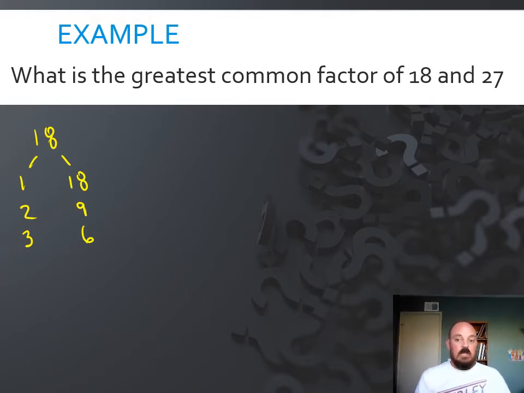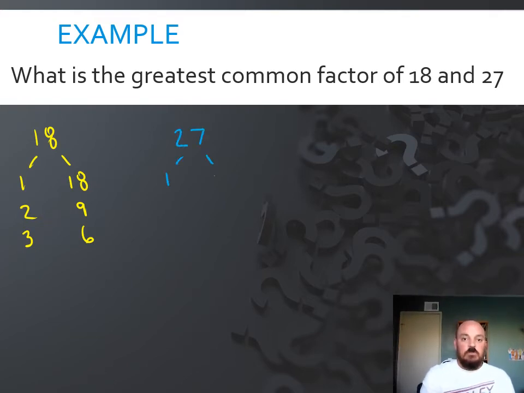And then I think about 4. That doesn't work. 18 divided by 4 is not a whole number. Or 5. And then I get to 6, which is already on my list, so I'm done. So those are the factors of 18. Now let's do the same thing for 27.